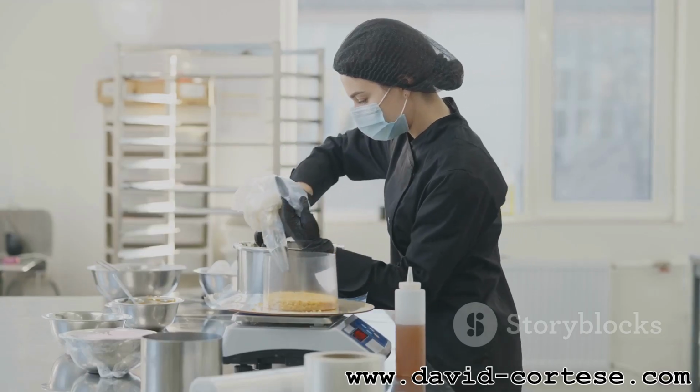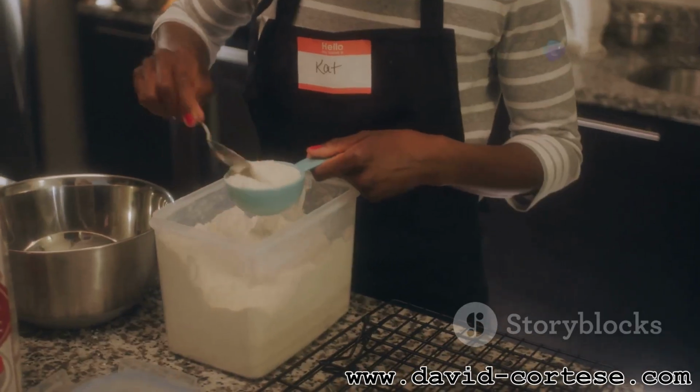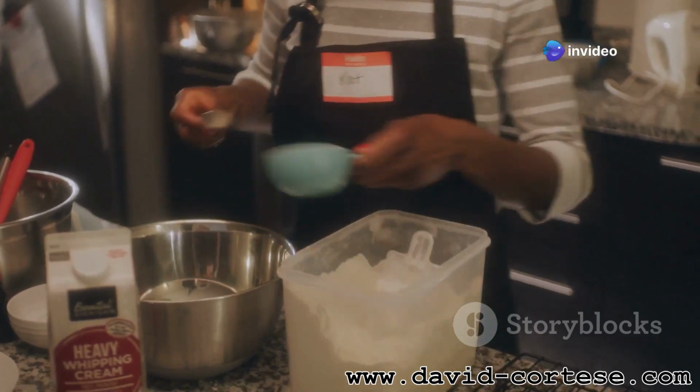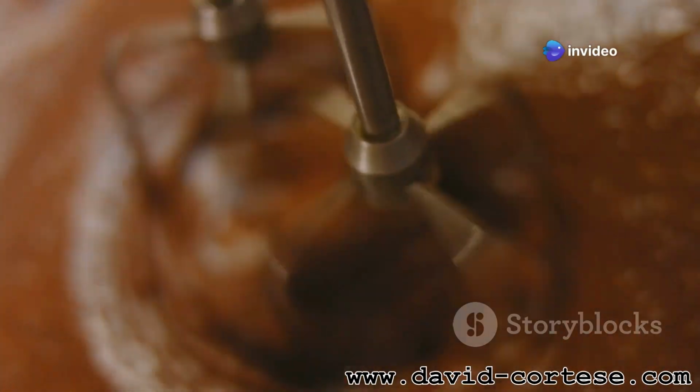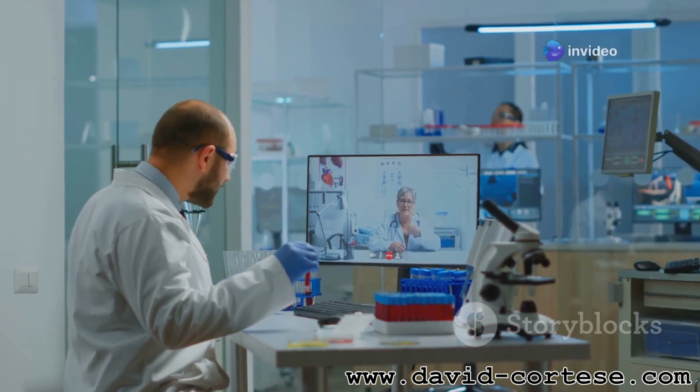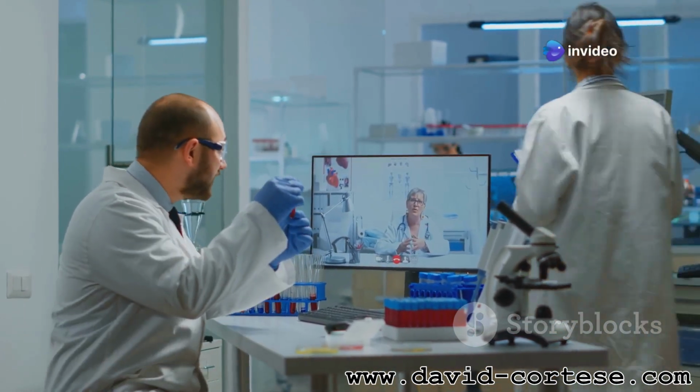Even in everyday life, the mole plays a role. When you bake a cake, the recipe uses measured ingredients like cups of flour and teaspoons of baking powder. These measurements are based on the idea of moles, ensuring that the ingredients react in the right proportions to create a delicious cake.